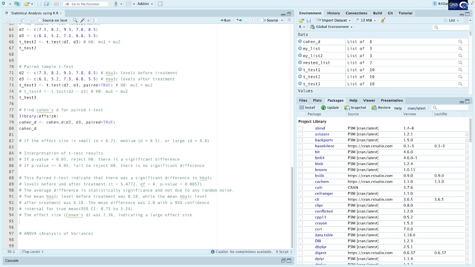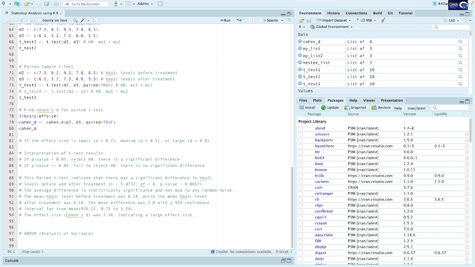Now two-way ANOVA. Two-way ANOVA is used to determine the effect of two independent variables on a dependent variable. It also helps us to understand if there is an interaction between the two independent variables on the dependent variable.